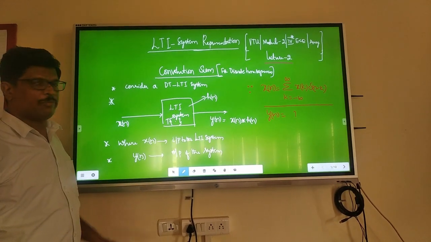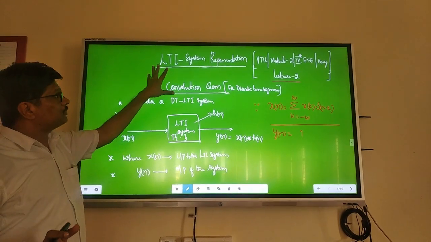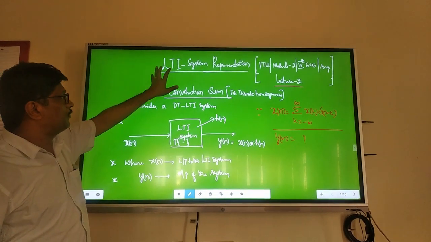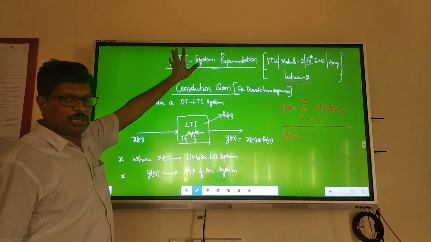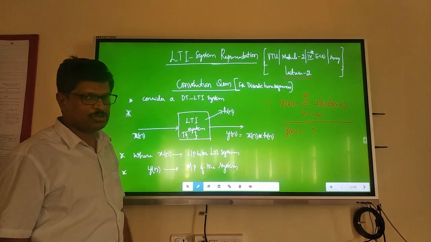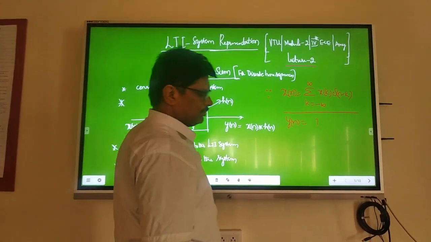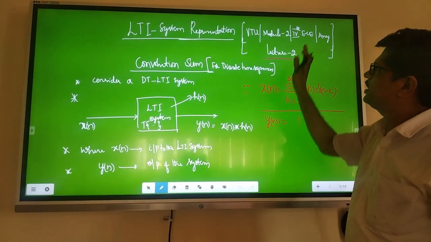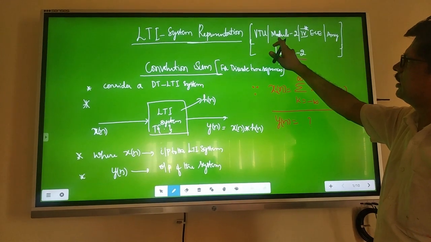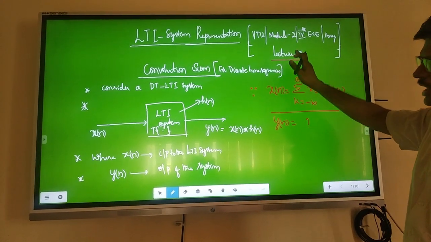Good evening, everybody. Today, I welcome you all to the session on LTI system representations, linear time invariant systems representations, which comes under VTU for 4th semester students studying in module 2.